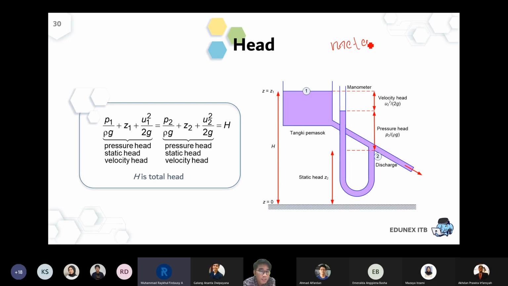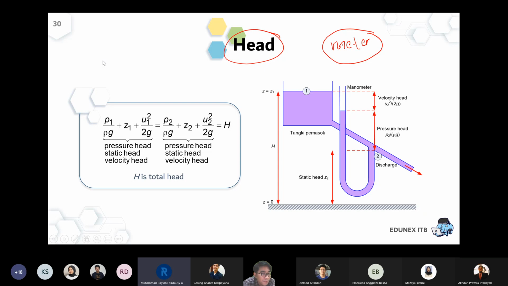So this is energy, but the unit will be length. This we call head. Head is a term of energy, when we express the unit of the energy as length. Ya, jadi cara menyatakan energi dengan satuan panjang, we call it head. So basically head is energy. Head is not length, but the unit is meters in this case.